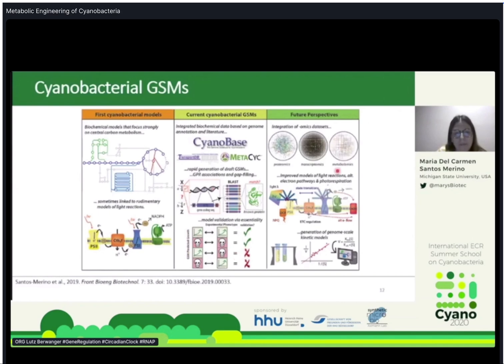And in the future perspective, this model can still be improved, obviously. It can be improved using integration of omic datasets, and also improving the modeling of light reactions, alternative electron pathways, and photorespiration. And it could be really interesting if we use the information that has been developed for kinetic models and introduce it in these genome scale models.